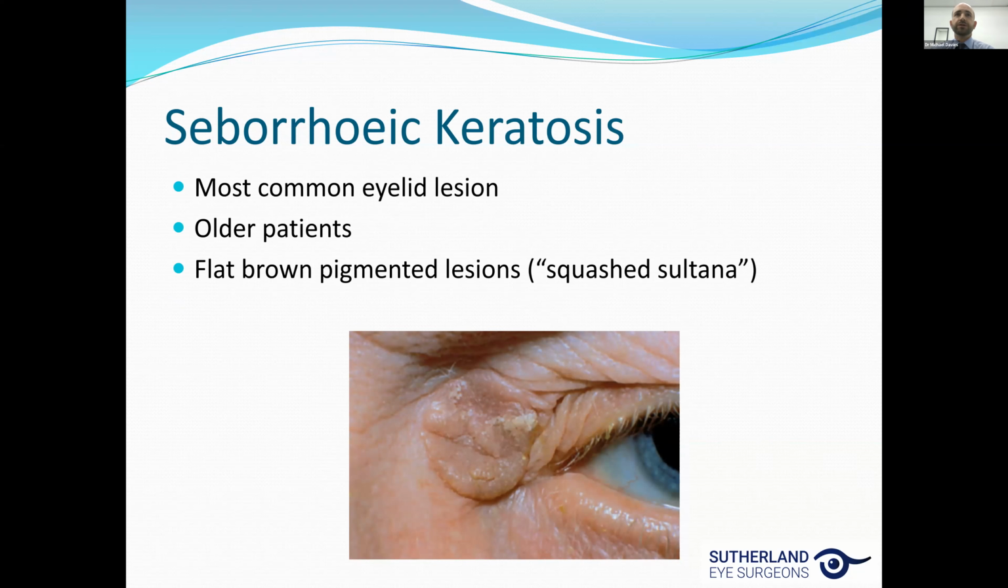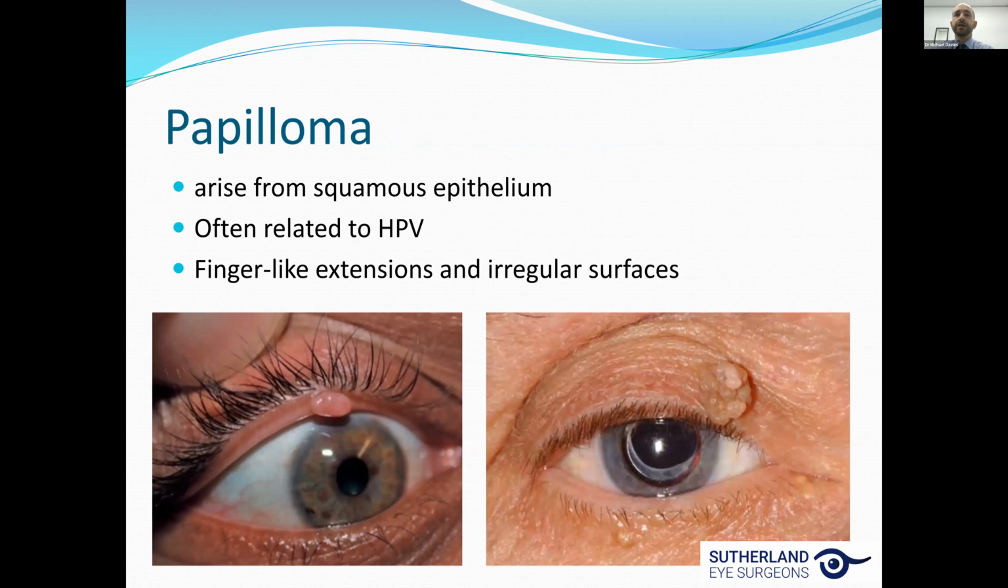Papillomas, so these arise from the squamous epithelium, often related to HPV, and they have finger-like extensions and irregular surfaces. As you can see on the left there, they can arise from the conjunctival epithelium, or on the right there, that's arising from the skin epithelium, and they're both papillomas.